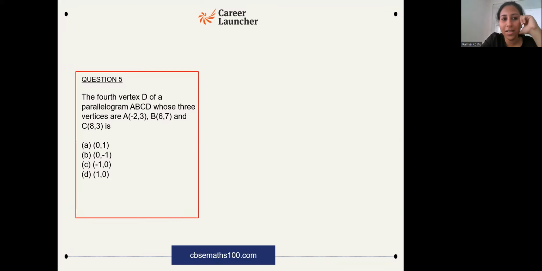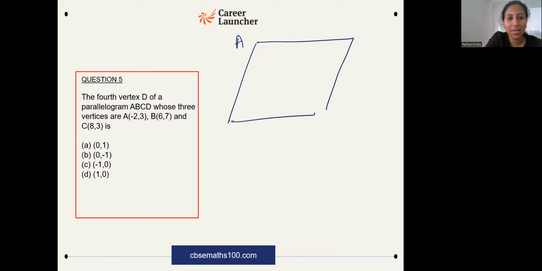Okay. Over here, the fourth vertex D of a parallelogram whose three vertices are A, B and C. So you're having A, B, C. I'm doing it like a long answer question since it is an important, repeated question and not very difficult. But it's not necessary for 1 mark that you do all these steps. So A is (-2, 3), B is (6, 7) and then C is (8, 3). You have to find this missing point.